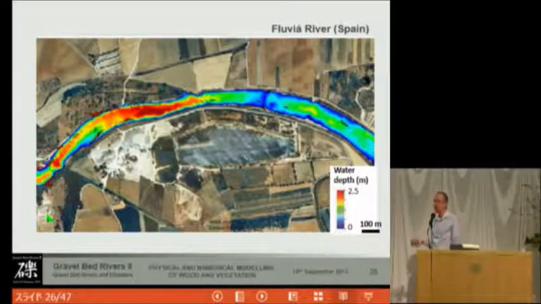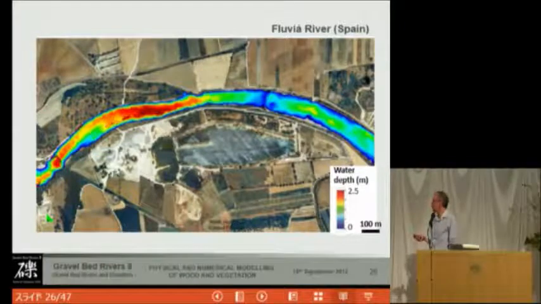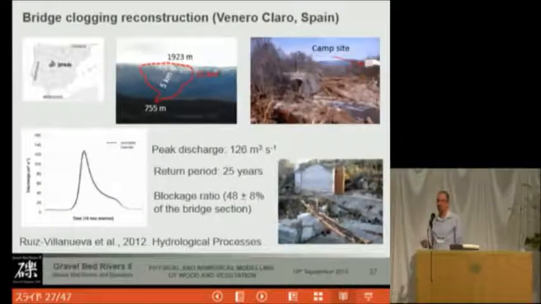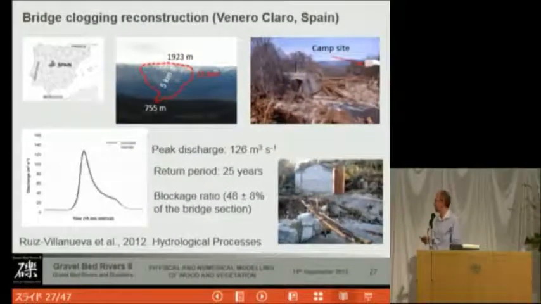And with this model, then you can apply it to study what happens during a flood. This has been done in an example of a large flood that happened in Spain a few years ago. And here it's exactly a badly designed bridge. So this area is the location of this study site.